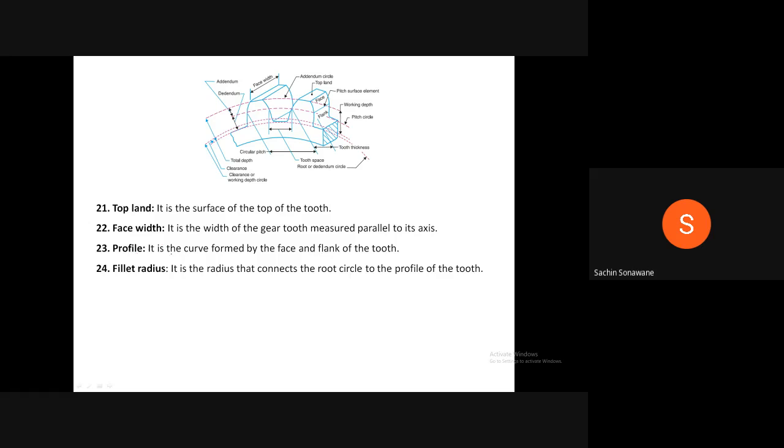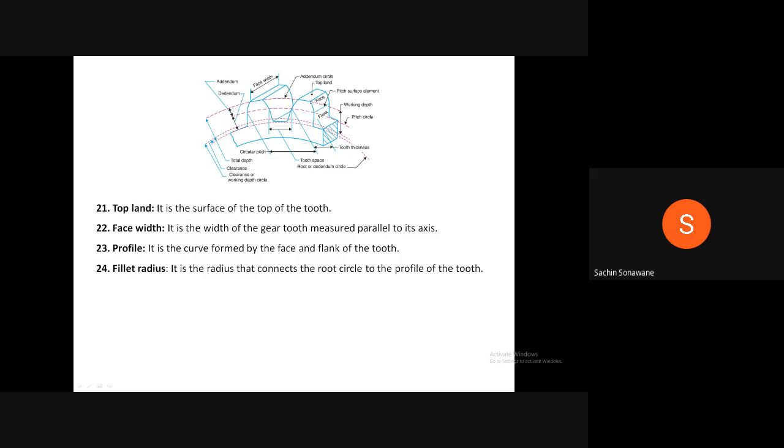Profile. It is the curve formed by the face and flank of the tooth. See that this curve is there. There are two types of gear tooth profile, involute profile and cycloidal profile. Up to 90 to 99% you will find everywhere involute gear tooth profile is used.